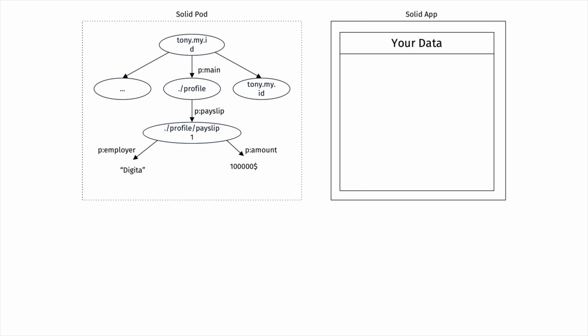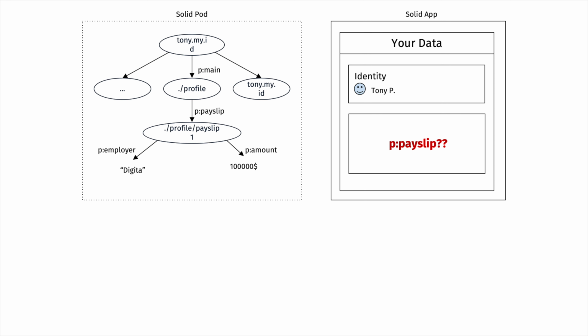Imagine a user uses a Solid app, such as Digita's Inox, to look at his or her payslips that are stored within his or her Solid pod. However, the Solid app, in this case Digita's Inox, has never heard about a payslip and thus does not know how to render this kind of data. This is where SemCom kicks in.